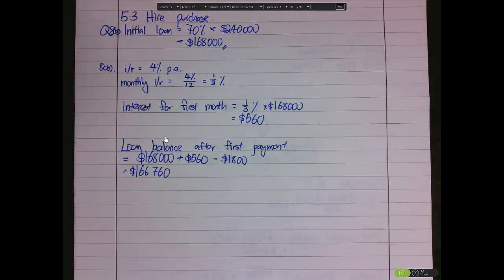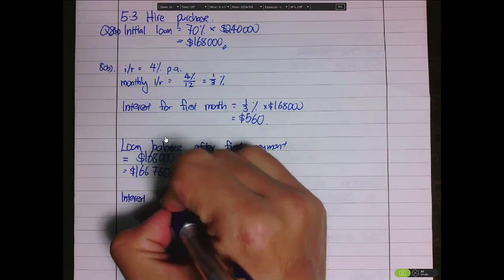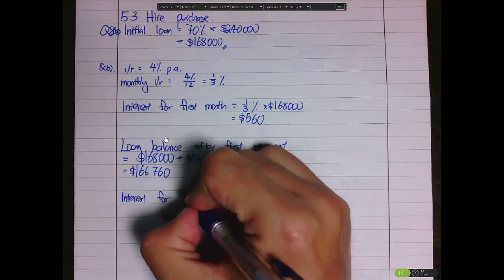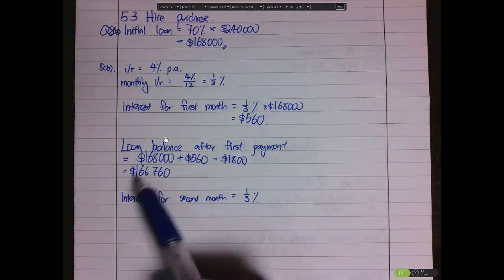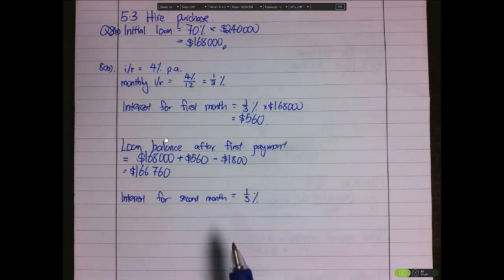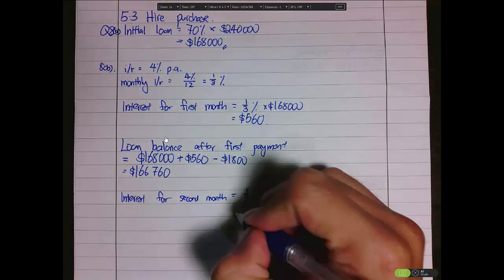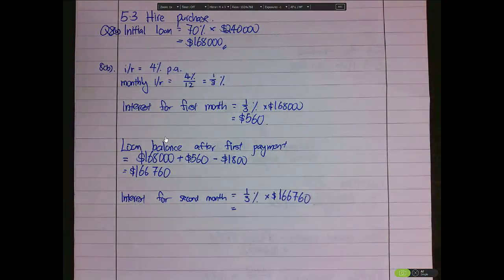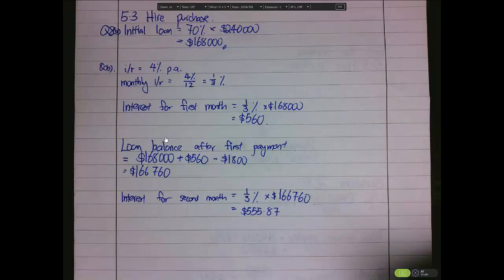Now, after this, 1 more month will pass. So the interest for the second month is equal to 1/3%. Notice that this is compound interest because the principal amount changes every month. So the first month we took 1/3% of $168,000. For the second month we take 1/3% of 166,760. And he has to pay 555.87 interest for the second month.